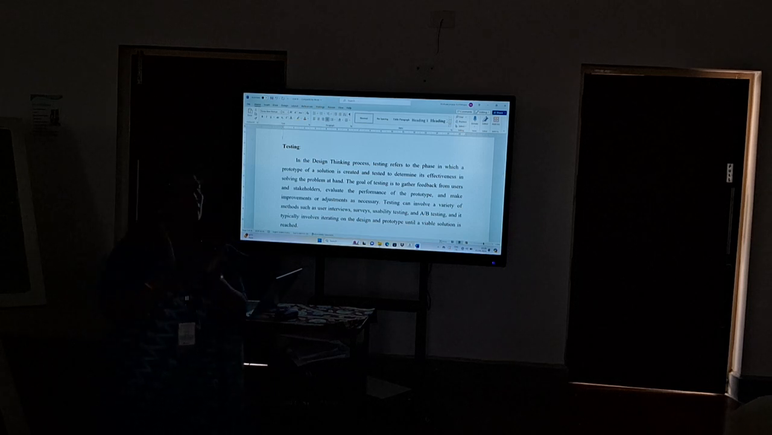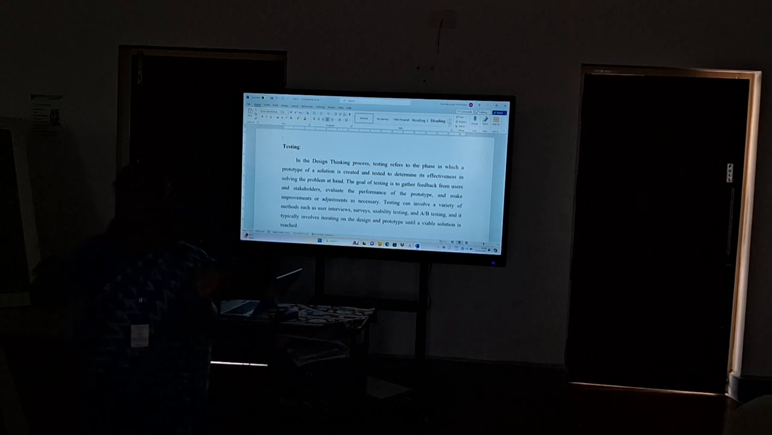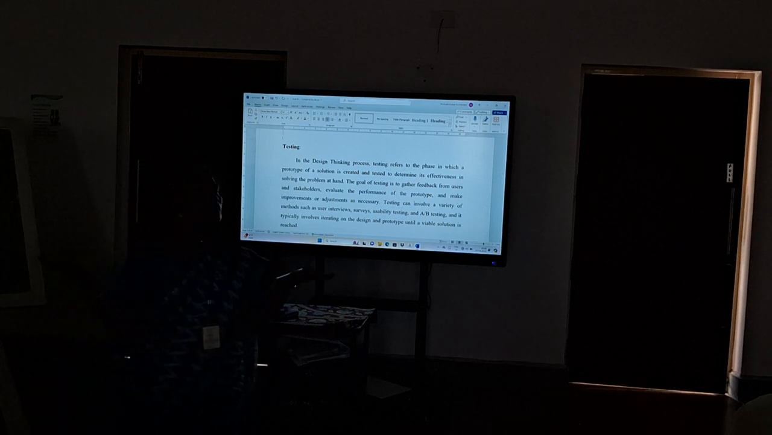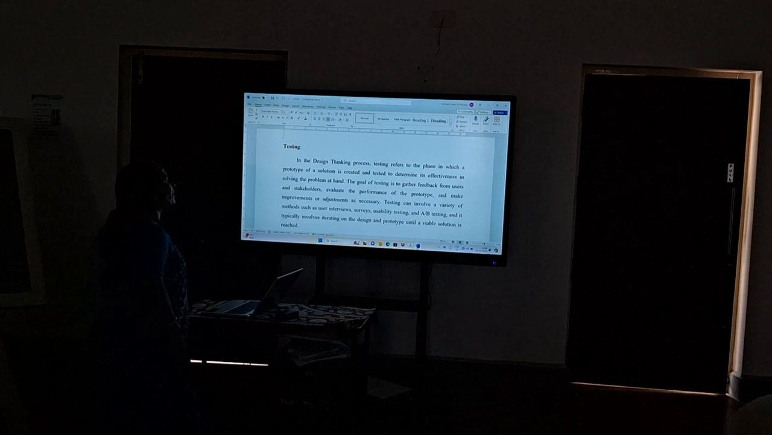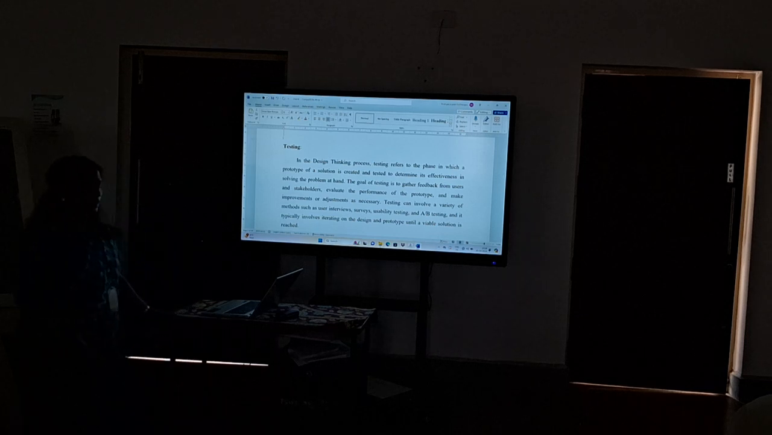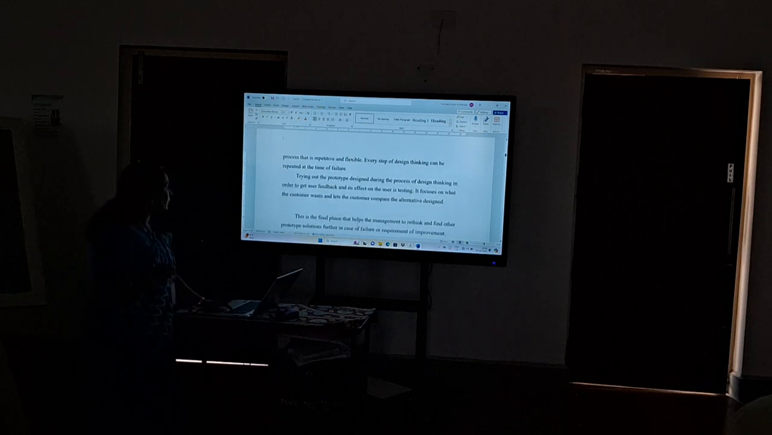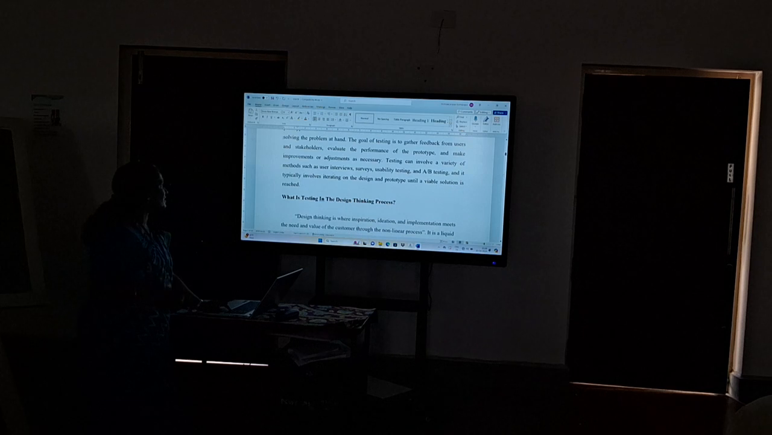Your prototype and testing are closely connected. Once you make a prototype, you have to test immediately. Unless you test your prototype, there won't be any use. That's the reason it is always closely coupled with the prototype. It is tested to determine its effectiveness in solving the problem at hand. So you see whether the method you have made for the prototype is an effective one or not. That is done in the phase of testing.